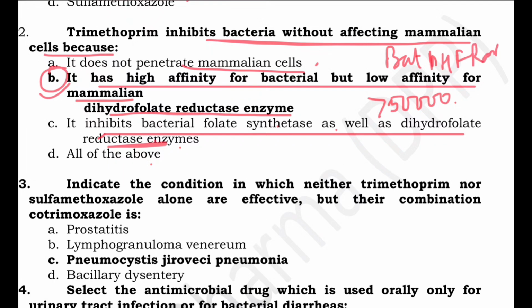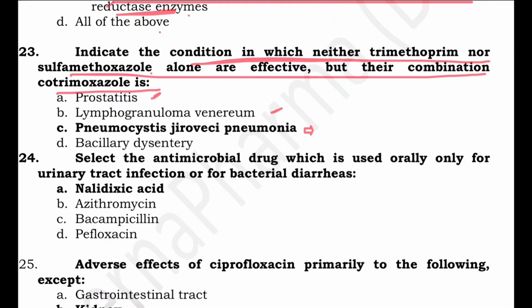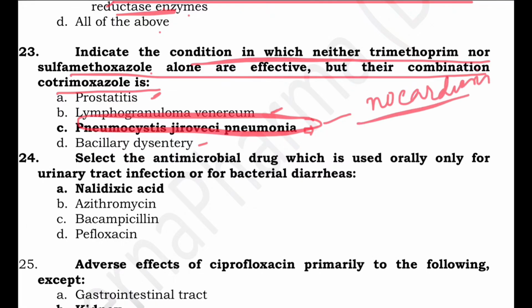against bacterial DHFRs than mammalian DHFRs. Indicate the condition in which neither trimethoprim nor sulfamethoxazole alone is effective, but the combination cotrimoxazole is. Alone, trimethoprim and sulfamethoxazole are not effective, but together they are. The options are prostatitis, lymphogranuloma venereum, Pneumocystis jirovecii pneumonia, and bacillary dysentery. So the correct answer is Pneumocystis jirovecii pneumonia. Combined trimethoprim and sulfamethoxazole is used in Pneumocystis jirovecii infection, also used in nocardiosis, and Pneumocystis basically causes severe pneumonia in AIDS patients, right?